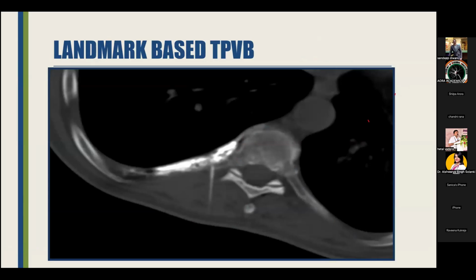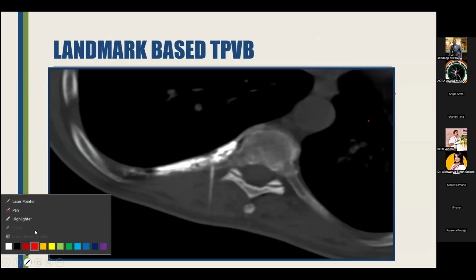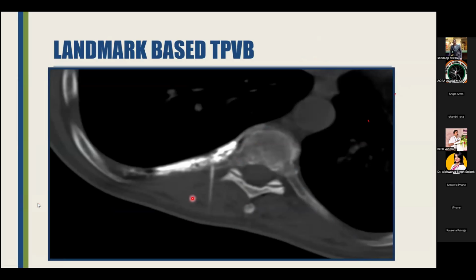Now, these are needles which were introduced by landmark techniques. You can see how the needles were introduced. These needles, you can see, are almost at right angle to the transverse process. This was a very important contact point, that is called the osseous contact. And just beyond this, around 1 centimeter, would be the length of the needle from the transverse process.